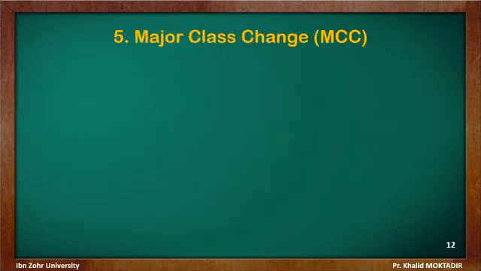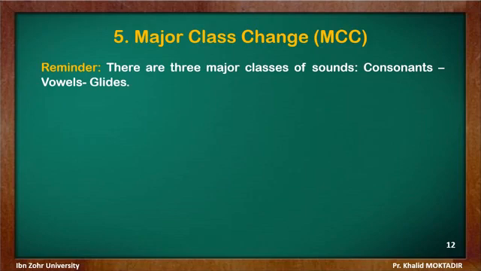The fifth process that we have in our list is major class change. We need a reminder before we explain what this is all about. There are three major classes of sounds, as you remember: consonants, vowels, and glides. Now, major class change is when you move from one major class to another. In other words, usually this involves a vowel that becomes a glide in this manner.